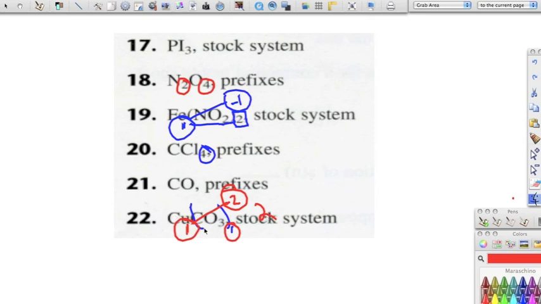Guys, this is a good place to mention that polyatomic ions are very, very important for this test. We need to know those. Very, very important. All right, guys, moving on.